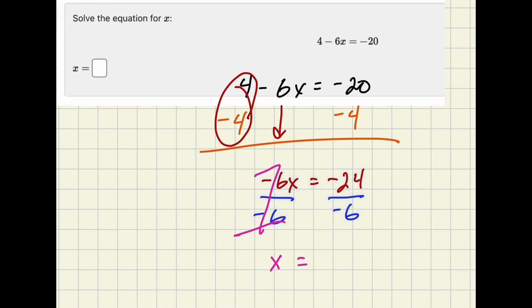So x is equal to negative divided by negative is a positive. 24 divided by 6 is 4. And that right there is our solution. x equals a positive 4.